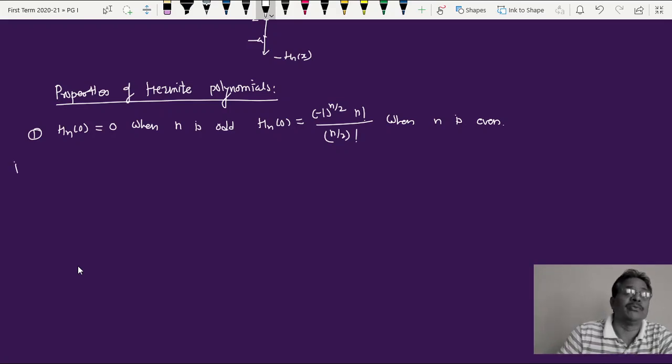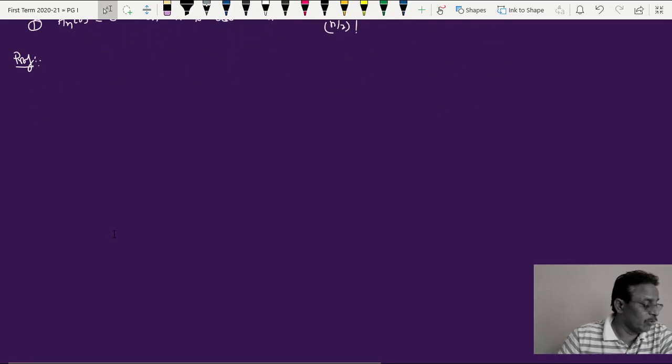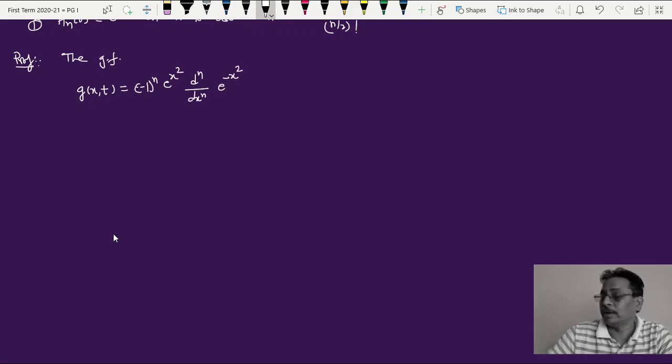Now let's go for its proof. So for its proof, we have to consider the generating function. Generating function g of x, t is equal to minus 1 raised to n into e raised to x square, d raised to n upon dx raised to n, into e raised to minus x square.